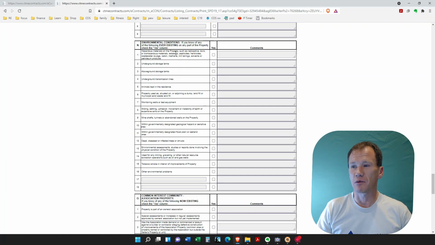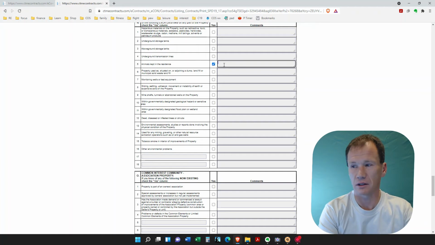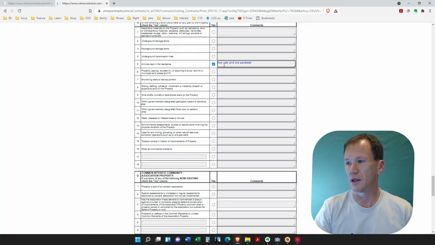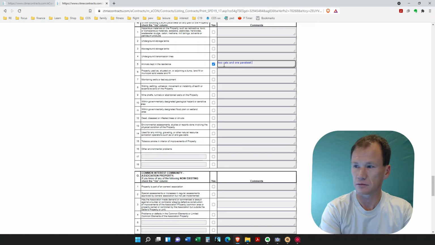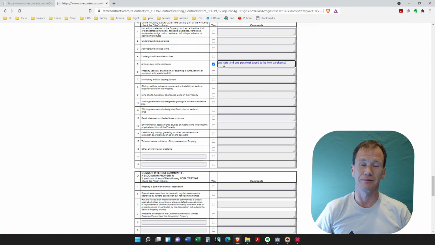Here's one though. Many people have to check number 5 here. Animals kept in the residence. Have you ever had cats, dogs, birds, pigs, iguanas? Check yes. Explain it. 2 cats and 1 parakeet. Used to be 2 parakeets. But the cats ate one.